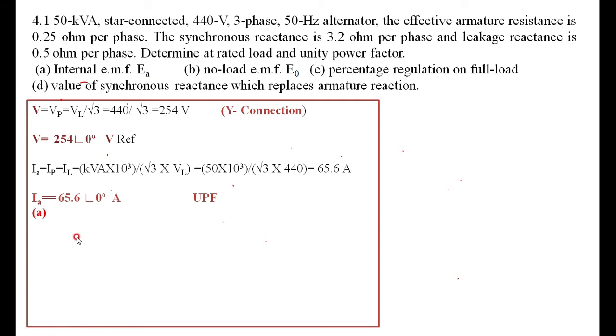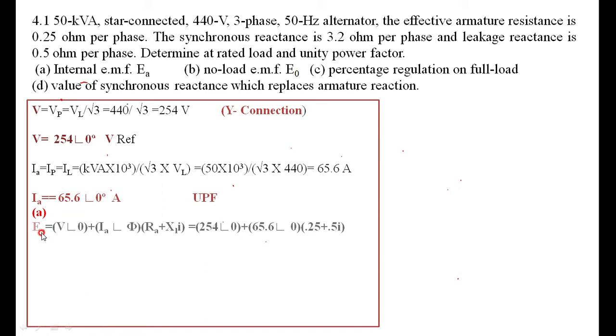Then the first thing he asked is the internal voltage EA. The internal voltage EA is the internal voltage excluding armature reaction. It is the terminal voltage V plus the IA RA drop plus IA XL. Here we are excluding armature reaction. If you include the leakage reactance and the armature resistance, then what we get is the internal voltage.